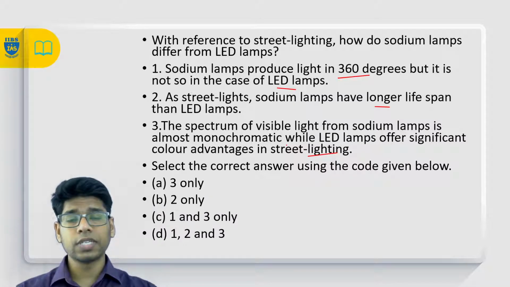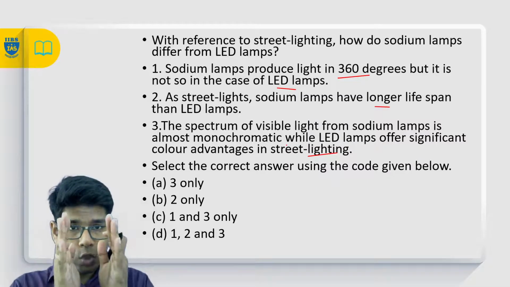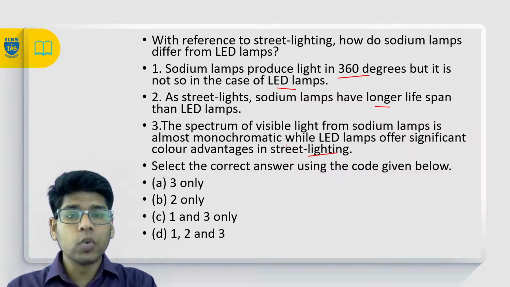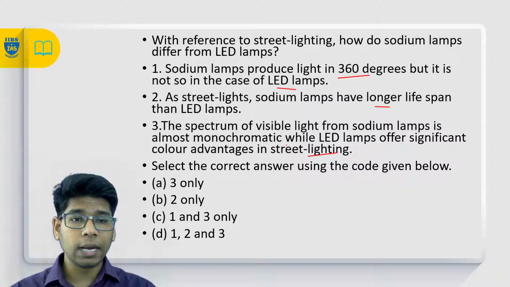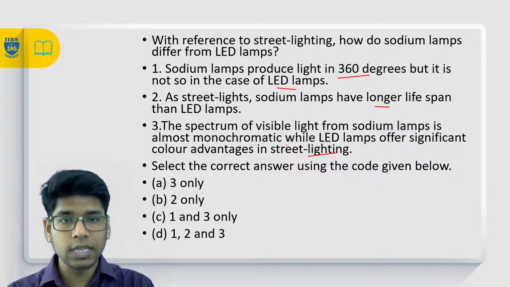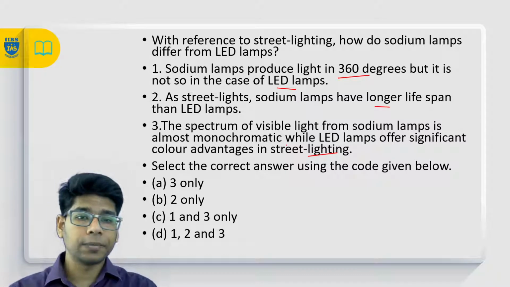When you consider the first statement, yes, sodium lamps produce light in all directions, whereas LED lamps are focused in only one direction, only towards the road, so that there won't be any light pollution because it is totally focused on the road. It is not 360 degrees.